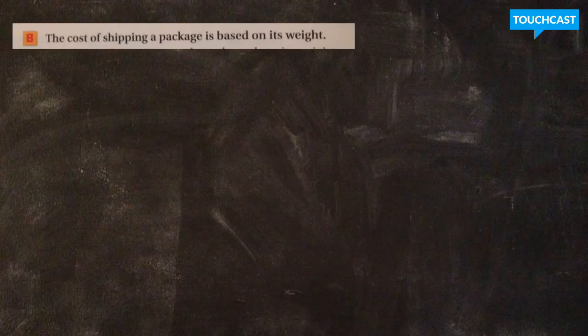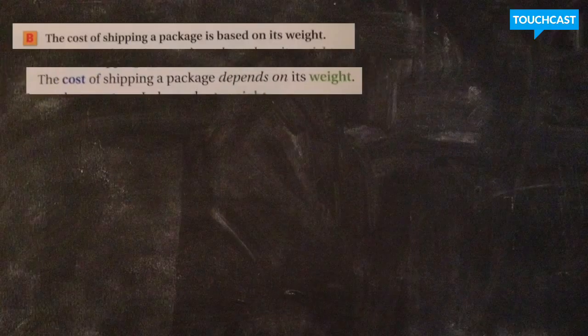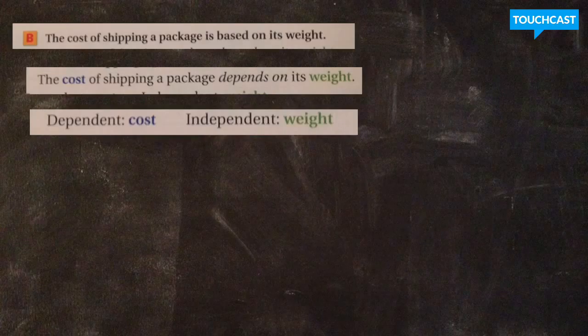All right, let's look at another example. The cost of shipping a package is based on its weight. So the cost of the package is going to depend on how much that package weighs. So here, our dependent variable is the cost, because it's going to depend on our independent variable, the weight. We can't go to the post office and say, I'm going to pay $2 for this package without knowing how much it weighs. So the dependent variable is our cost, the independent variable is our weight.